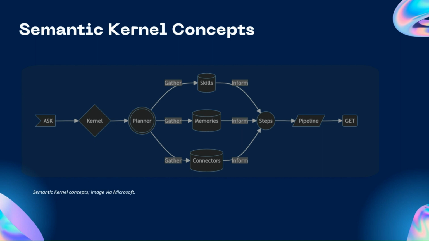From a simple flow perspective, if a user makes a request, it goes to the kernel, which passes it to the planner. The planner gathers information from skills, memory and connectors, creates those steps, and finally it goes through a pipeline, and then the user gets back the results.